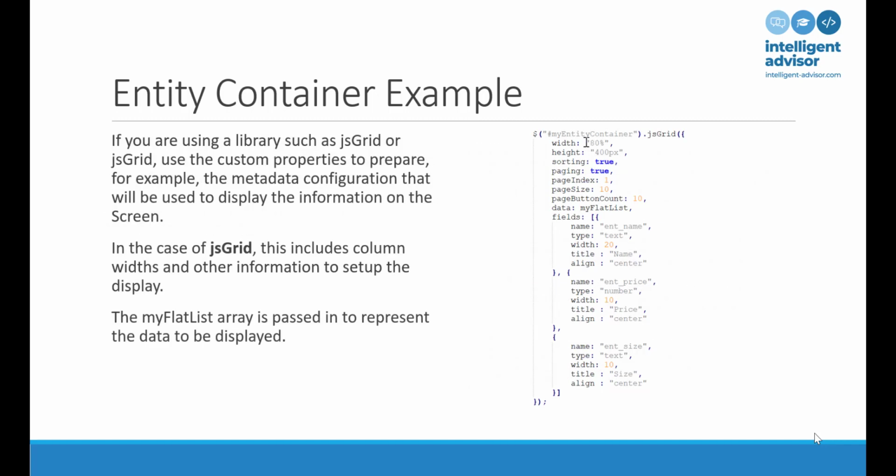So if you're using an external library like JS Grid or JQ Grid, it gets really easy now, because if you look in the code on the right-hand side, you'll notice a data attribute, which is just referencing the array of objects that was created on the previous page. JS Grid, which this is an example of, uses the fields array to specify the metadata for displaying. So you'll see that we have width, title, align, and type, and so on.